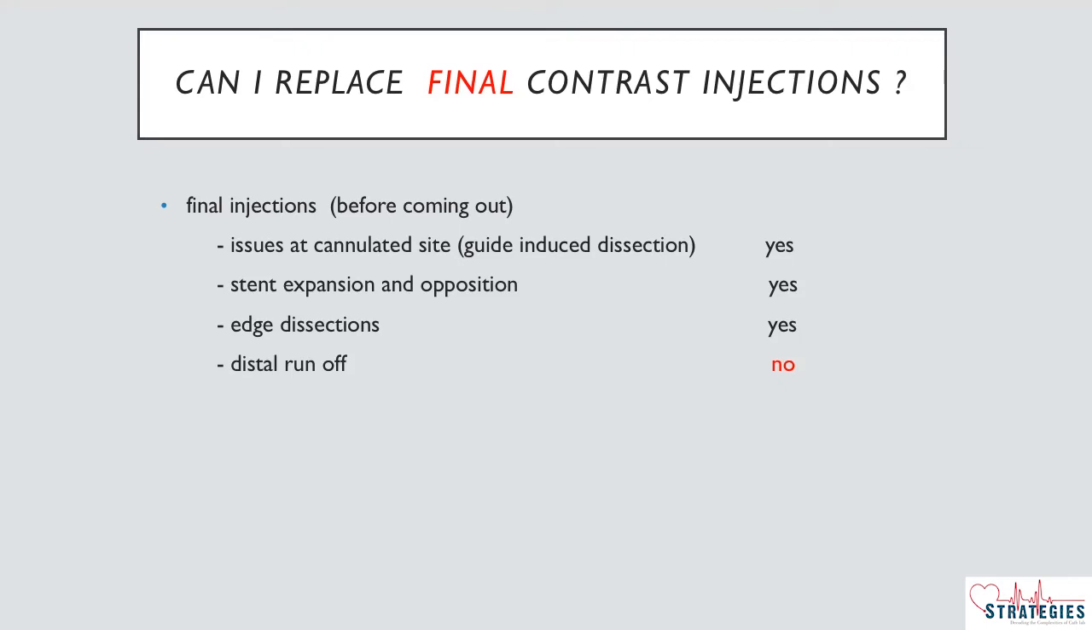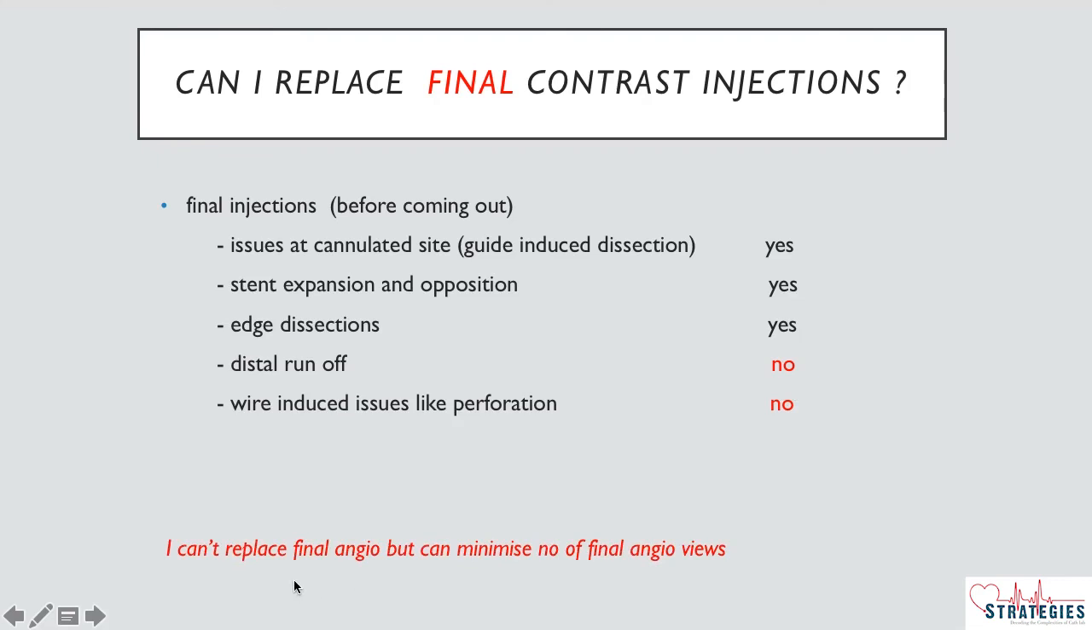Distal runoff, of course, you can't make out with IVUS, but you have alternative methods to assess, like symptoms, ECG changes and speckling in IVUS. And wire-induced issues like perforation are one thing which you cannot really assess with IVUS. These wire-induced perforations cannot be assessed by IVUS. So it may be safer to take one last injection before coming out of the angioplasty.